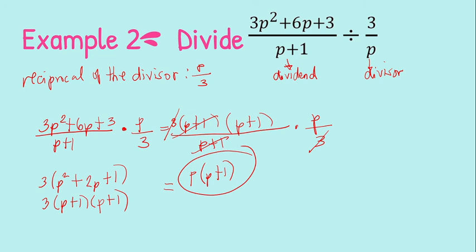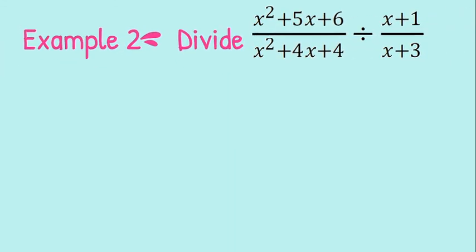So again, before you proceed to any factoring, don't forget to check first if there is a greatest common monomial factor. Like me, I forgot to check first the greatest common monomial factor. And that's it for example number 1. That's example number 2.